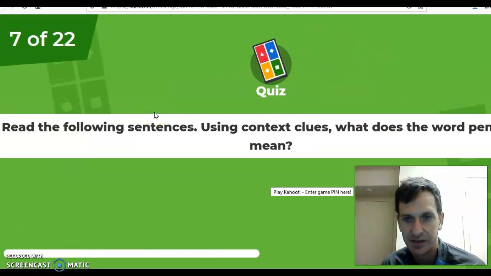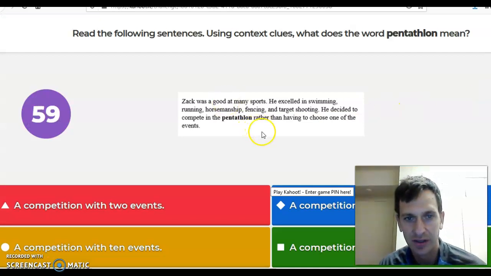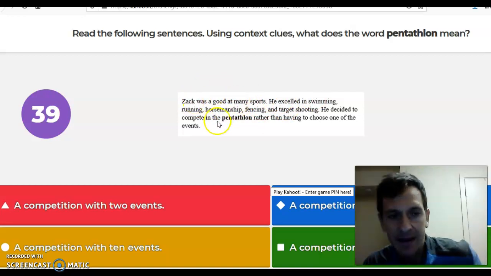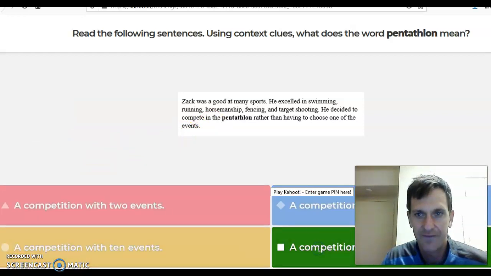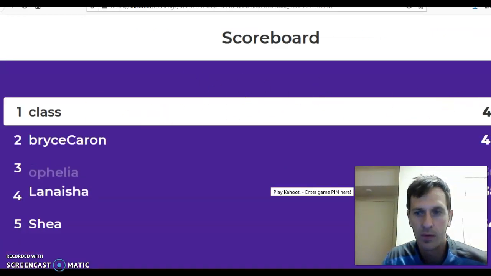Read the following sentences. Use context clues. What does the word pentathlon mean? Zach was good at many sports. He excelled in swimming, running, horsemanship, fencing, and target shooting. He decided to compete in pentathlon and running, having to choose one of the events. Two events, ten events, eight events, five events. Alright. Gives you how many events? One, two, three, four, five. It gives you examples. Okay? So it's not two, ten, eight. It's five because it gives you the five events. Right? Alright. One more. We are done.